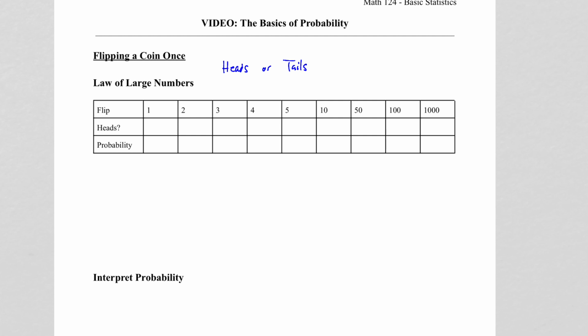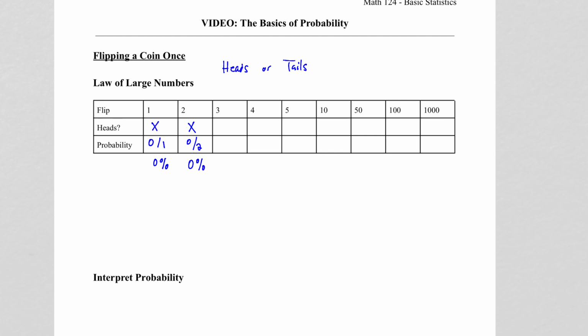But let's just see what happens here. So we flip a coin and it lands on tails. So it's not heads, it lands on tails. So right now we have a 0 out of 1, or 0%, of the time it lands on heads. Okay, so say we flip a coin a second time and it lands on tails again. So 0 out of 2 times it's landed on heads. So again, 0% of the time.